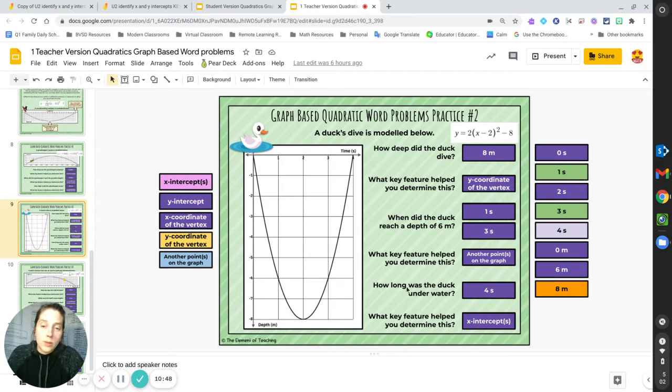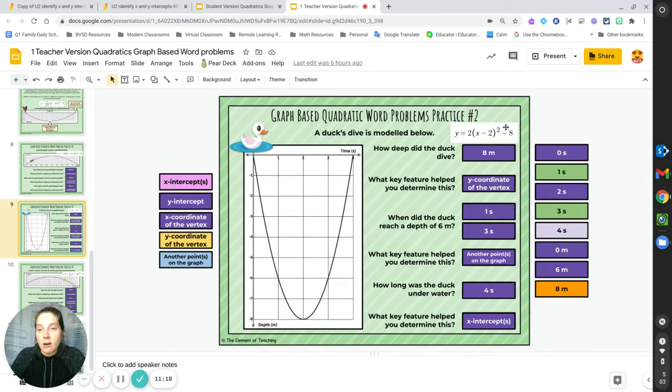How long was the duck underwater? Well, 1, 2, 3, 4 seconds. See, it emerges at the surface of the water again in 4 seconds. And what key feature helped us determine this was the x-intercept, this x-intercept over here. So this x-intercept at 0, 0 was when the duck dove into the water, and this one here at 4, 0 is when the duck emerges from the water again.